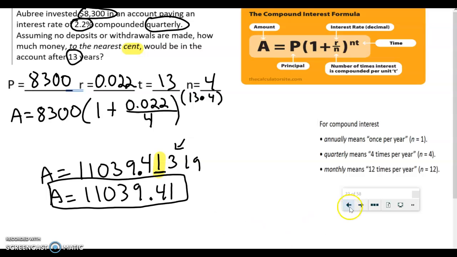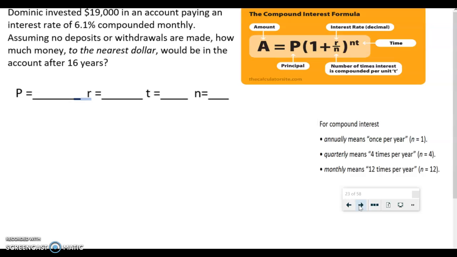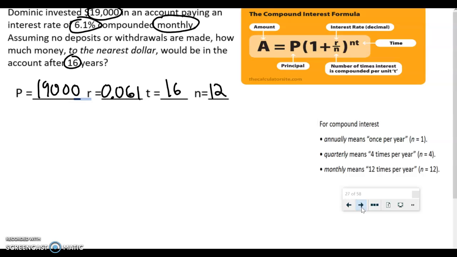All right, let's take a look at another example. All right, Dominique invested $19,000 in an account paying an interest rate of 6.1% compounded monthly. Assuming no deposits or withdrawals are made, how much money to the nearest dollar will be in the account after 16 years? So we start off writing the 4 things we need: the principal, the rate, the time, and then the number of times it's compounded. This time it's monthly, so it's 12.